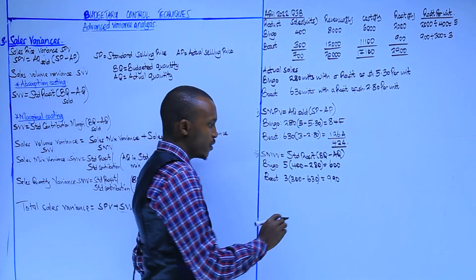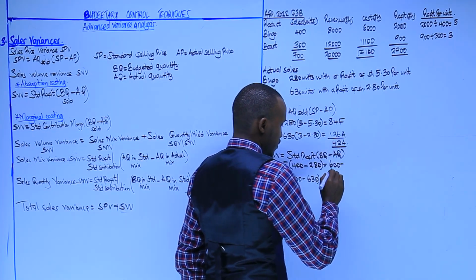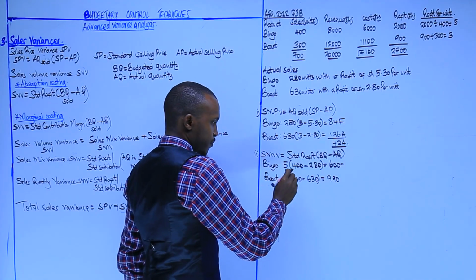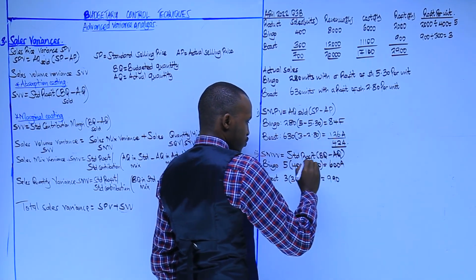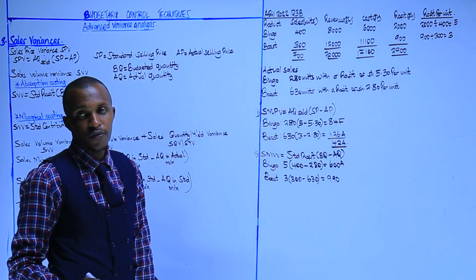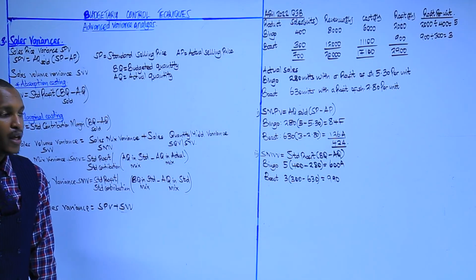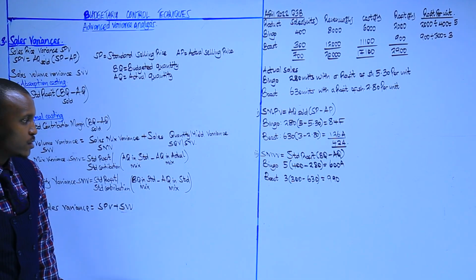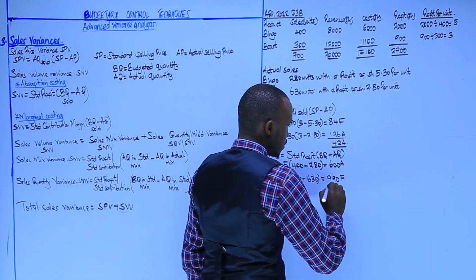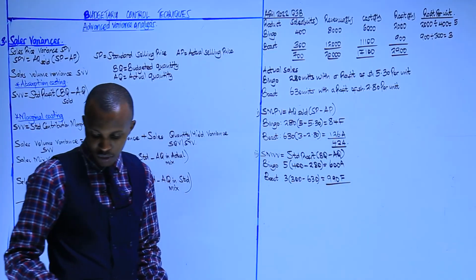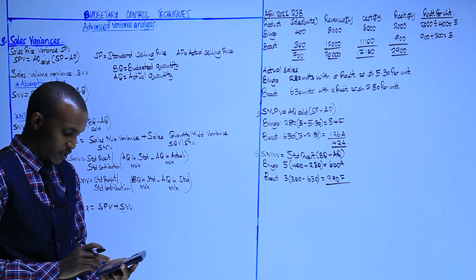Let's see whether it is favorable or adverse. It is you selling, so that will be adverse because you've reduced your volume of sales from 400 to 280. Here, you have increased your volume of sales, so that should be favorable.